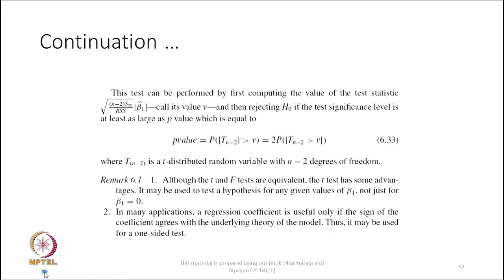You can find the p value also. This also we have already explained, how to find the p value if it is a two-sided test. So, you can identify the p value. As a remark, it may be used to test the hypothesis for any given value of beta 1, not just for beta 1 equal to 0.